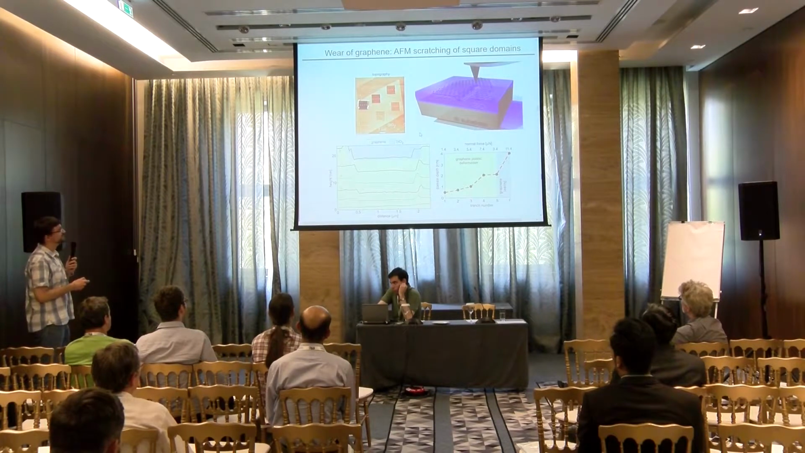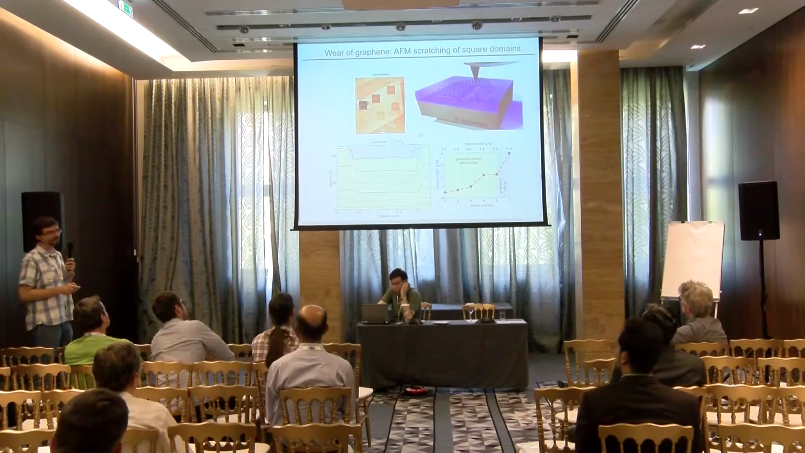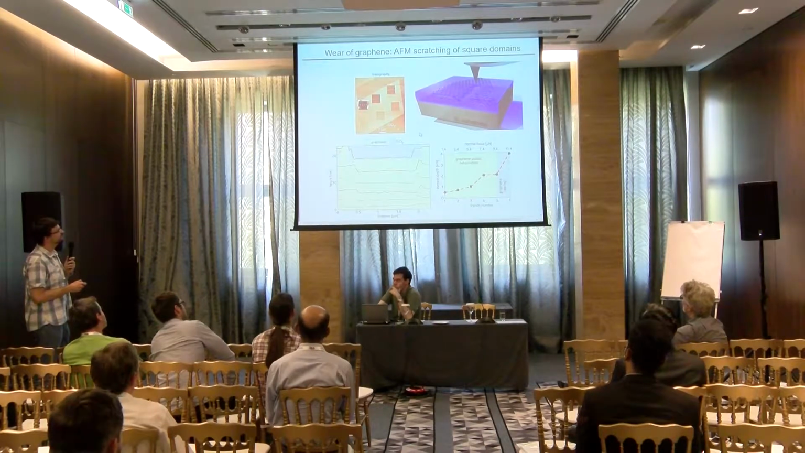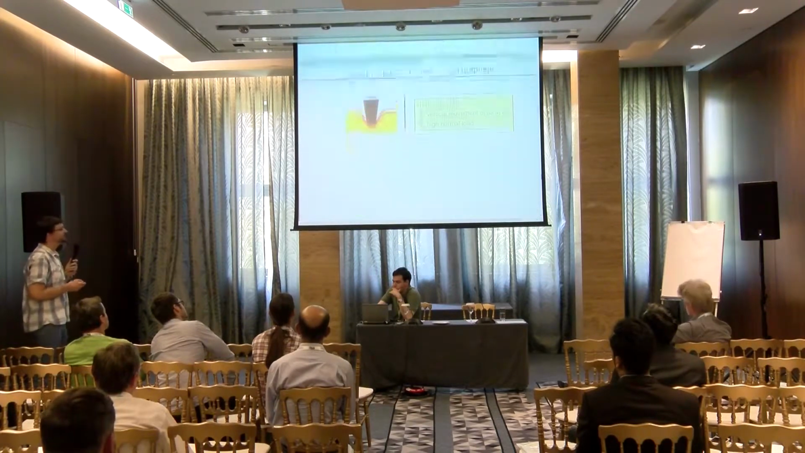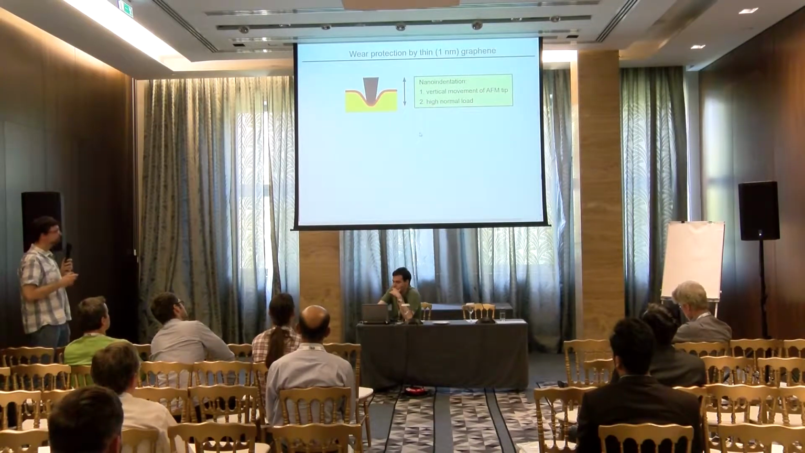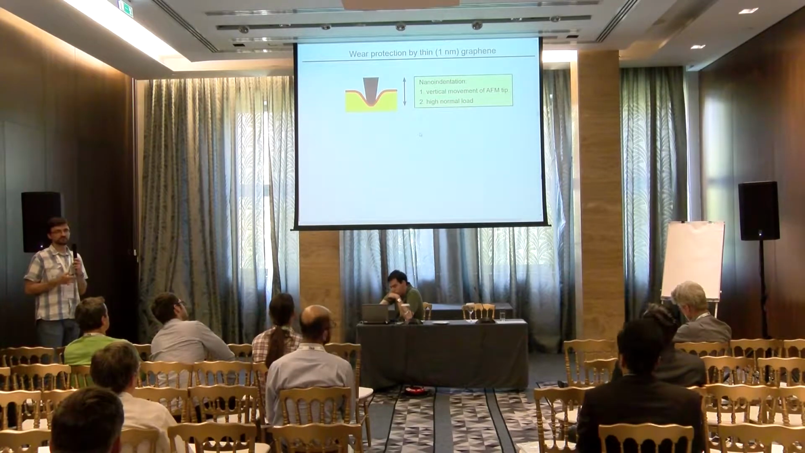But for domain 6, as the normal force is above around 10 micronewtons, you see graphene was torn, cut somewhere here, and then peeled off from the substrate. So this is the case of graphene wear. Okay, and next we wanted to explore the efficiency of graphene for possible wear protection of the underlying substrate.